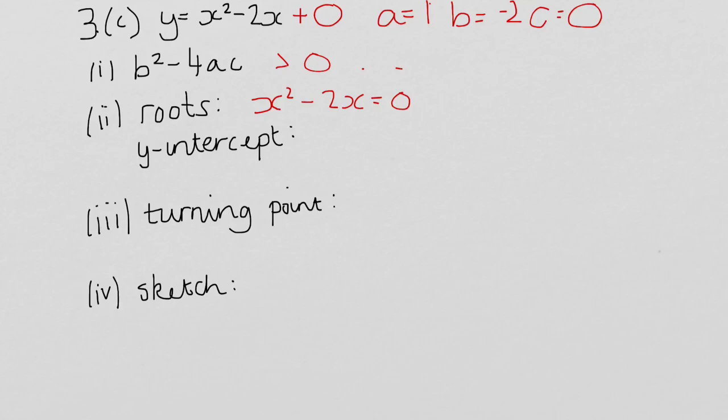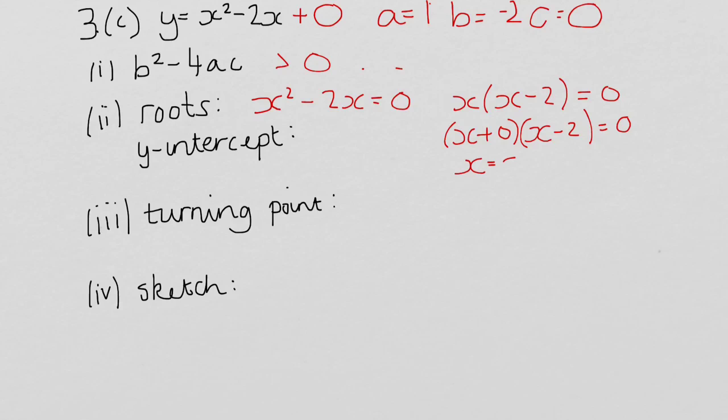Now, to factorise this, we just need to look for a common factor. So we can take out the x, have x and x minus 2. Now, this is the same as saying x plus 0 and x times x minus 2 equals 0. Okay? So you can say that x equals 0 and x equals 2. And remember, y equals 0.